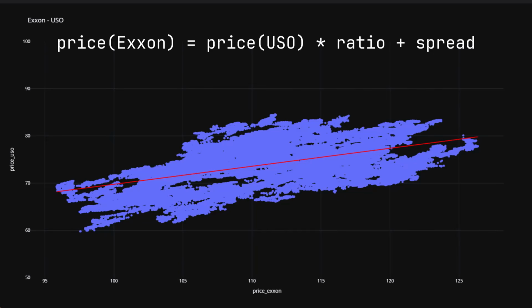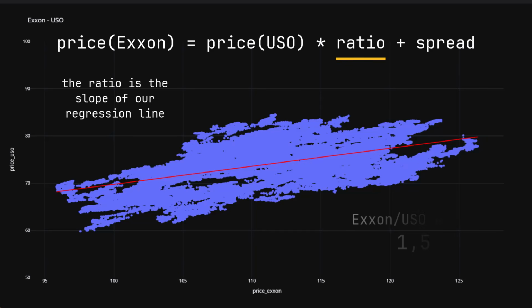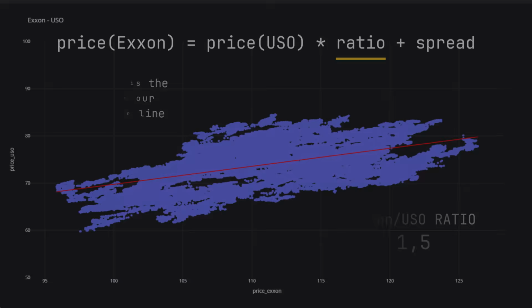Let's now get back to our formula. The ratio we are looking for is the slope of our regression line. In the example between Exxon and USO, the ratio is 1.5. In other words, for every $1 that Exxon moves up, we expect USO to move up $1.5.